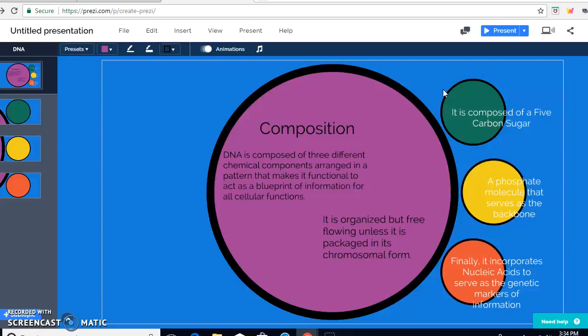Now, we know that it is composed of a 5-carbon sugar, that is deoxyribose. We know that it has the phosphate molecule that serves as the backbone. Basically, you have your sugar and your peptide or phosphate bond that connect together, and that makes basically the leg of your DNA. And then we have your nucleic acids, which serve as the genetic markers that are used for codons that are used to basically produce your proteins.